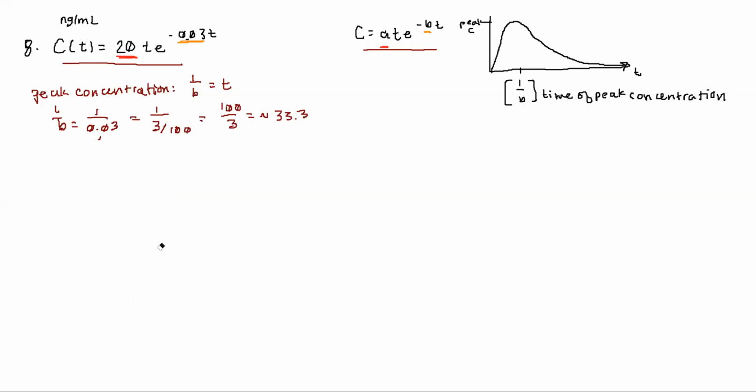Okay, so we said peak concentration happens at time equal to 1 over b. We know what b is. 1 over b is going to be equal to 33.3. What are my units here? It's basically in the first sentence of the problem. Oh, minutes? Mm-hmm.